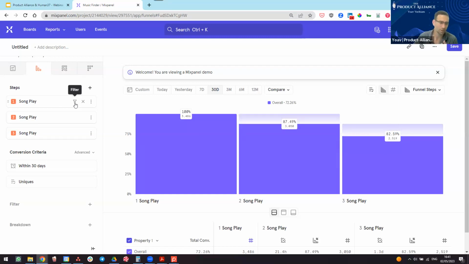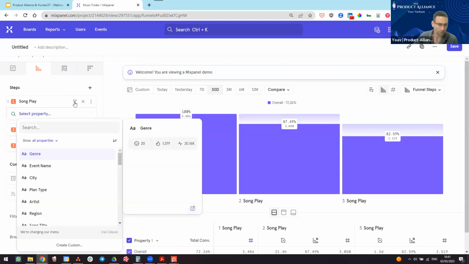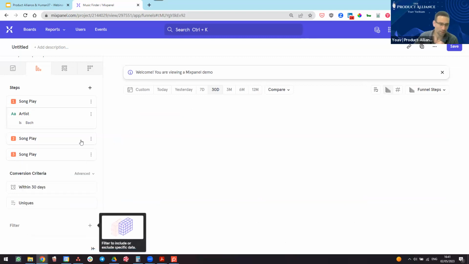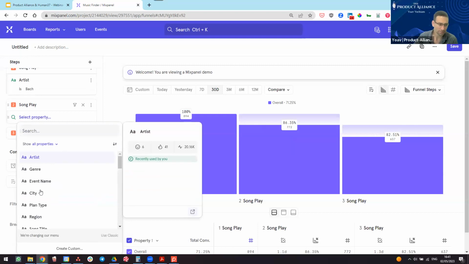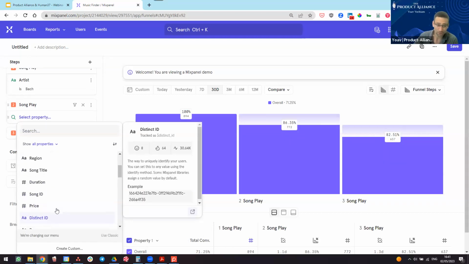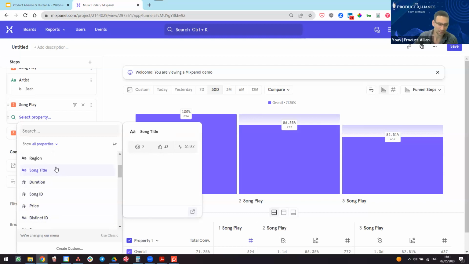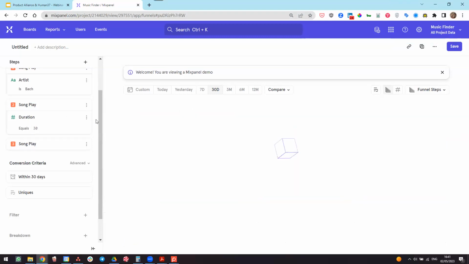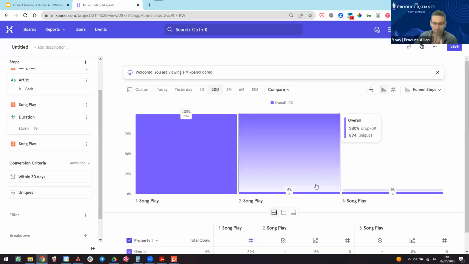Now you want to say, I don't want just the song play. I want to filter to say I want to look at a song play by a certain artist, let's say Bach, and then the other one, and then would it be followed by a song played by a different artist, or a different song, or a different price, or even a different region, or even duration, let's say more than 30 seconds. So yeah, I could break it down by, again, it's not breaking down, it's filtering, but by the way, I can also break it down.